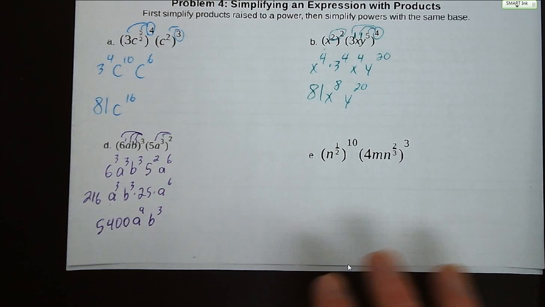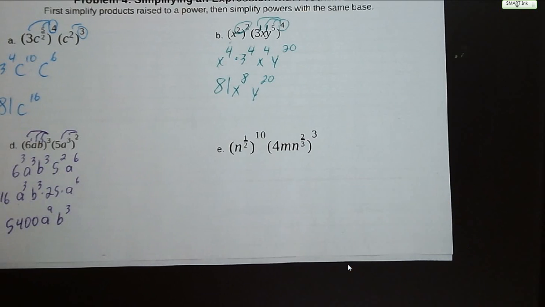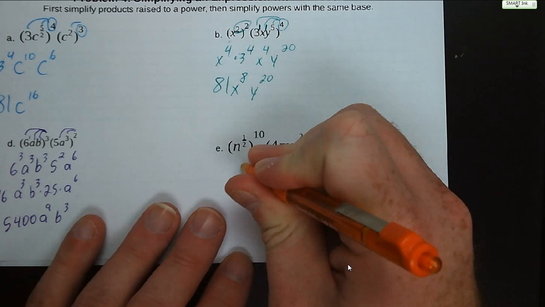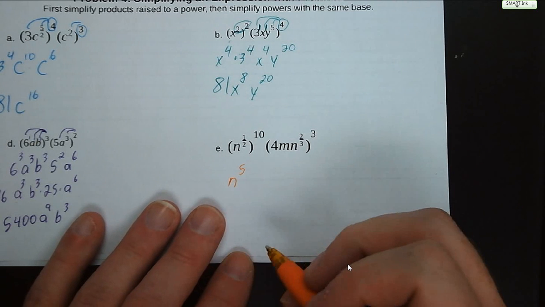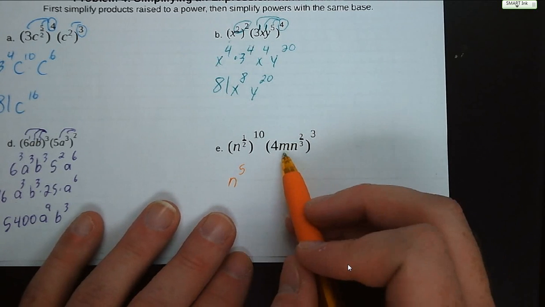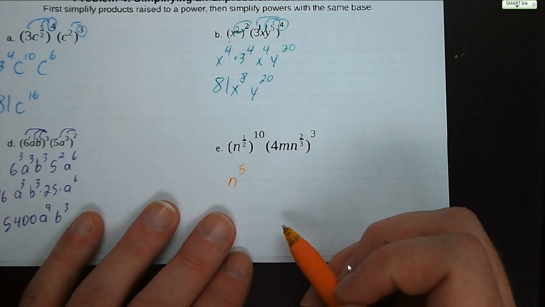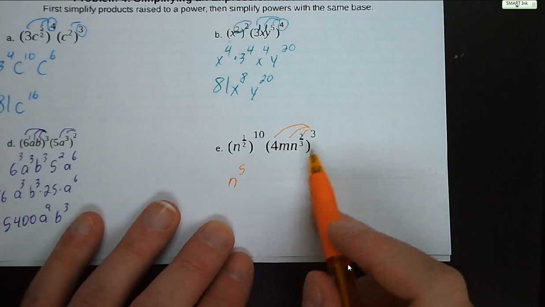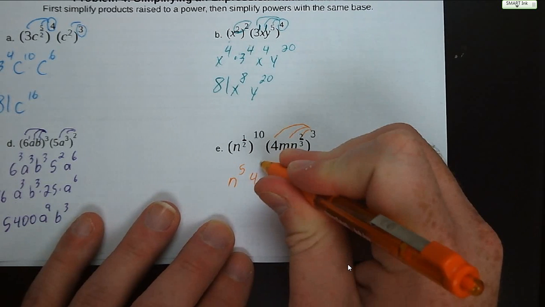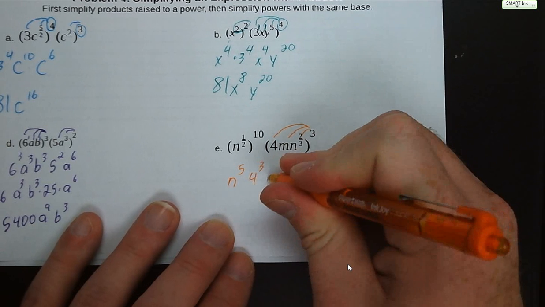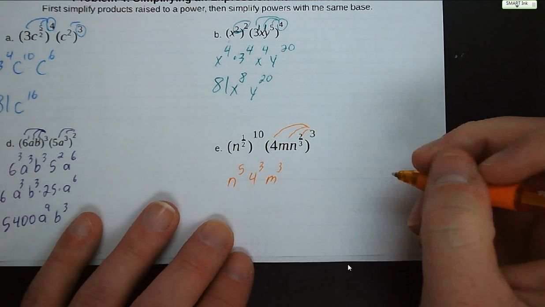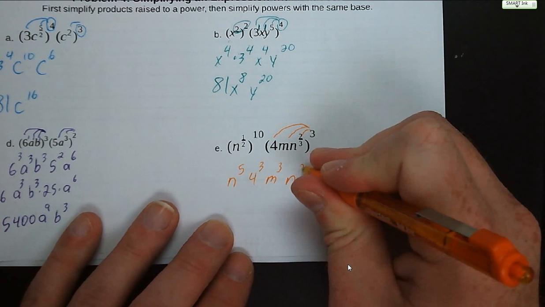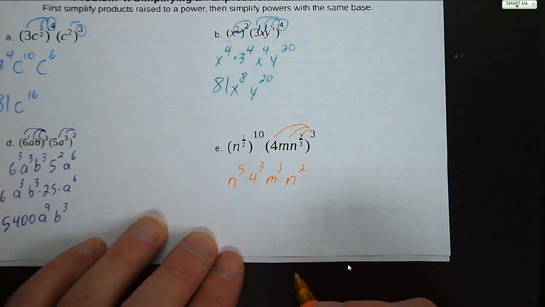Last problem for these notes. n to the 1/2 being raised to the 10th power, that's going to be n to the 5th power. 10 times 1/2 is 5. And now we have 4mn to the 2/3 being raised to the 3rd power. So we're using that exponent for each of them. So we have 4 to the 3rd power, m to the 3rd power, n to the 2/3 times 3 is just going to be 2, n to the 2nd power.